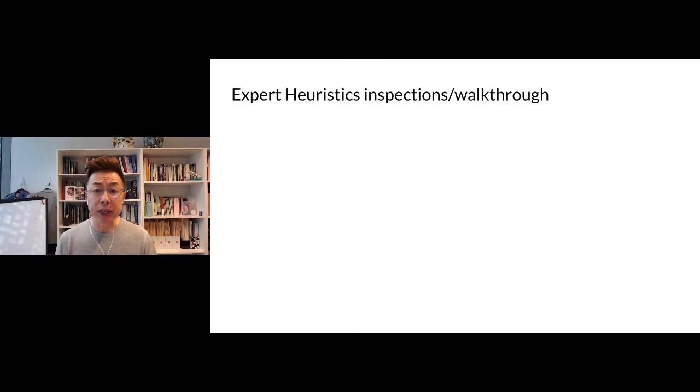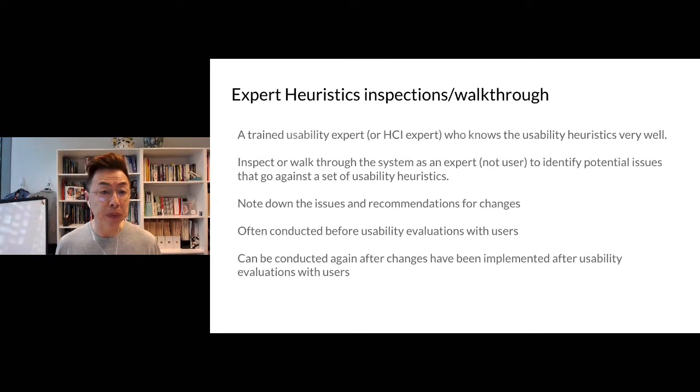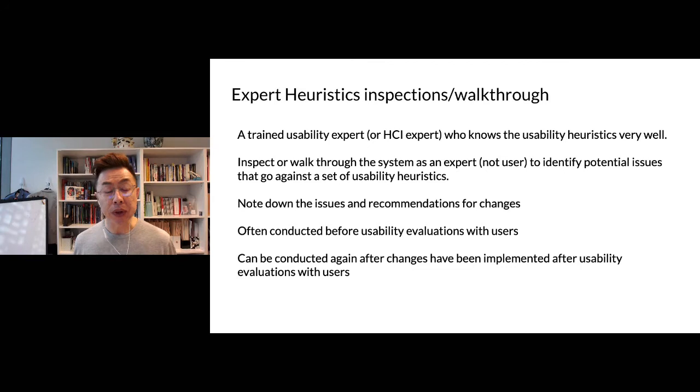So what are expert heuristic inspections, or expert heuristics walkthrough? Well, this is not conducted with users, but a trained usability expert is the one conducting the evaluation, for himself or herself. This person knows the usability heuristics really well. They choose a set of heuristics that they want to use for this particular evaluation. Most commonly, Nielsen's heuristics are used. What they do is inspect or walk through the system as an expert, not as a user, to identify potential issues that go against the set of heuristics that they have in mind.